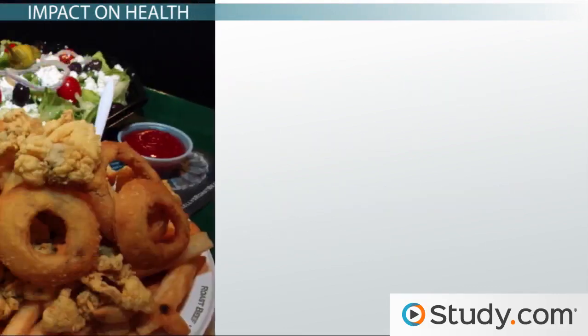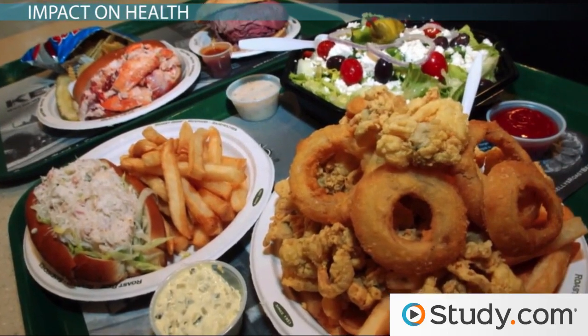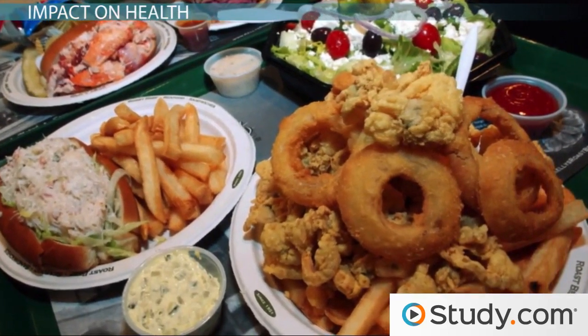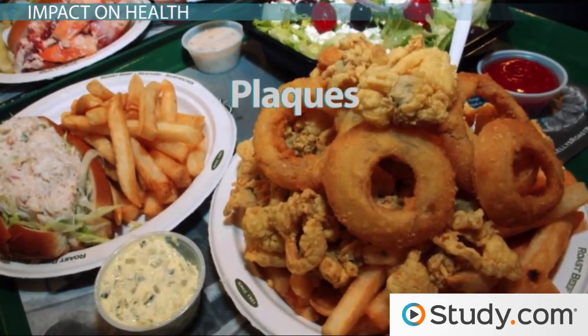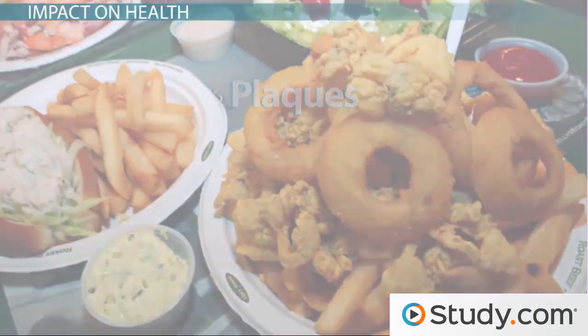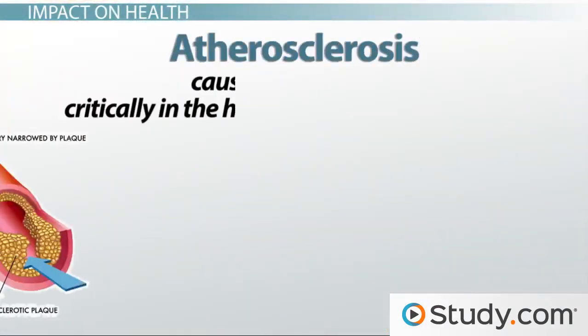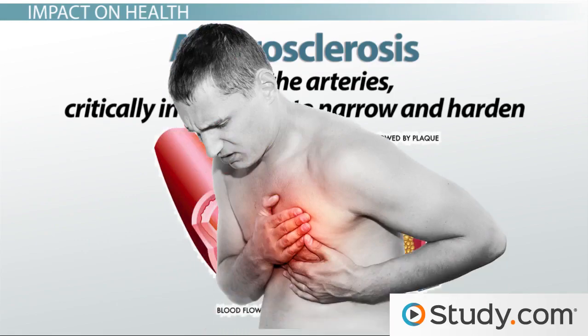Eating solid fats, that is to say saturated and trans fats, increases the amount of this bad cholesterol. This causes the formation of things called plaques in the arteries of the body, resulting in a condition called atherosclerosis. Atherosclerosis causes the arteries, critically in the heart, to narrow and harden. This can lead to a heart attack and death.